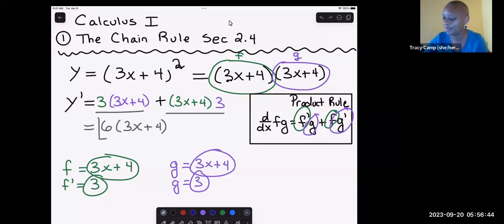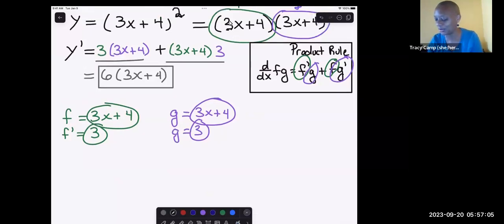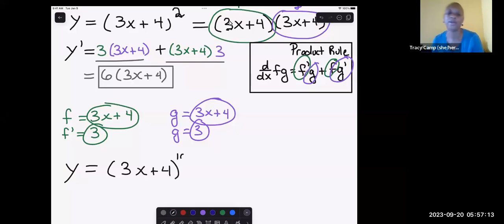So yeah, if we have some function, in this case squared, we can recognize that a square is the same thing as multiplying the function times itself, and then use the product rule. Where the chain rule really comes in handy is if, let's suppose I had something like this: y equals 3x plus 4 raised to the power of 100.